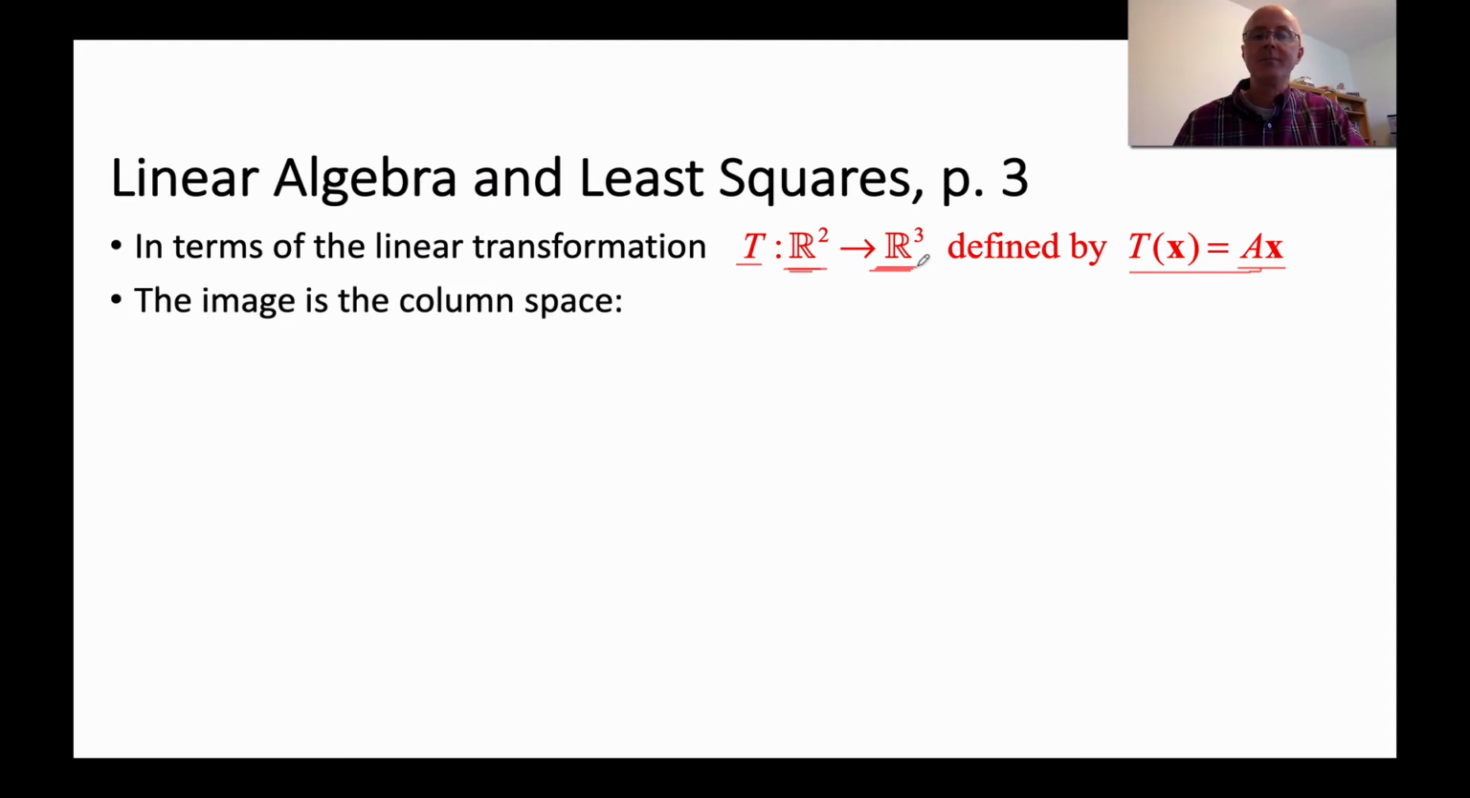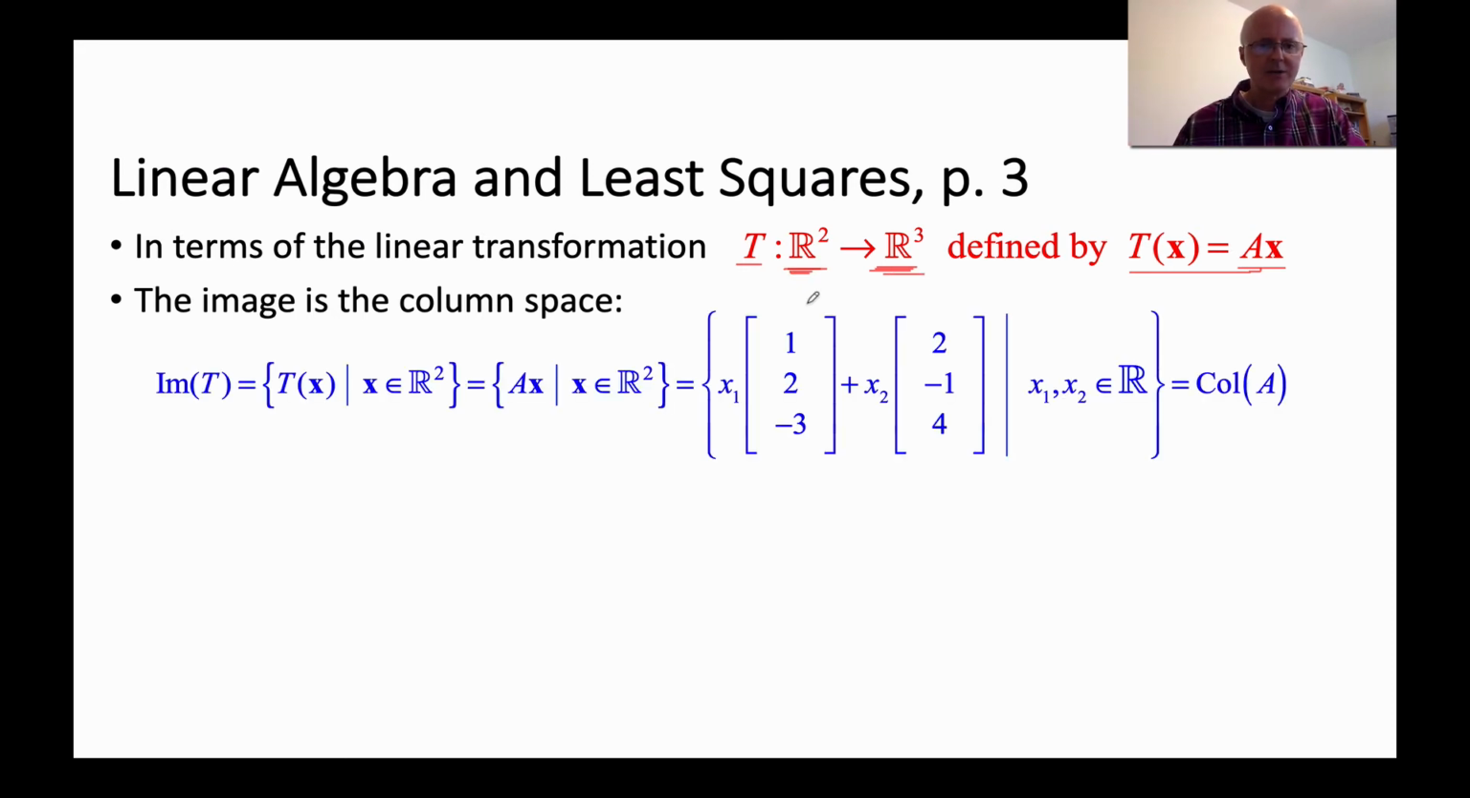The image is the column space. What is the image of a linear transformation, or the image of any function in general? It is the set of all possible outputs. Some people call that the range. I like avoiding the word range. I like using domain, codomain, and image. There's also something called the kernel, which I won't get into.